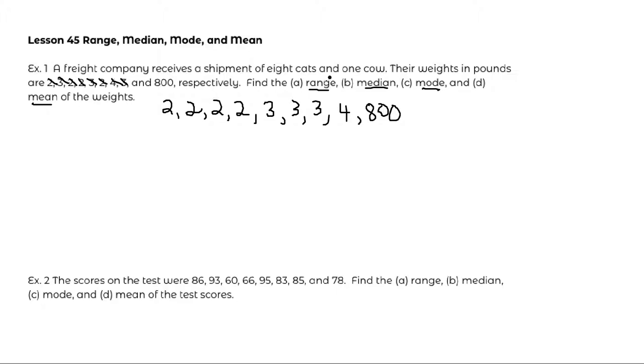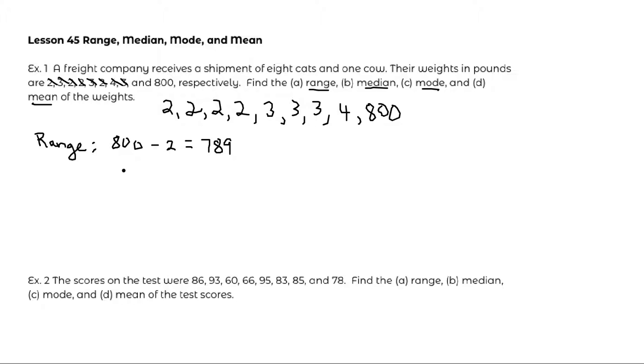So what the range is, you're going to take the biggest number and you're going to subtract from it the smallest number, and that is the range. So pretty simple. You just have to know what the words mean. So the range is 800 minus 2, which is 798. All right, first one's done.